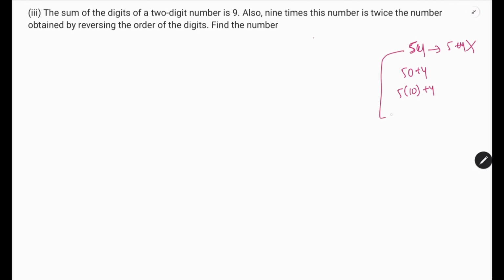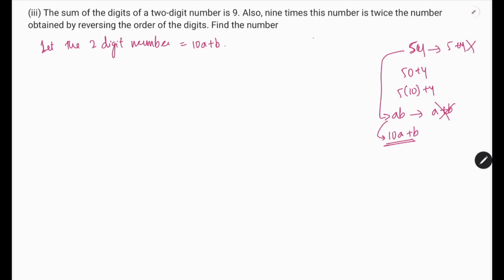The same way, if the number is AB, you will not write A plus B. You will write 10A plus B. Okay. This number is represented as 10A plus B. Here, the sum of the digits of a two-digit number. So let the two-digit number be 10A plus B.